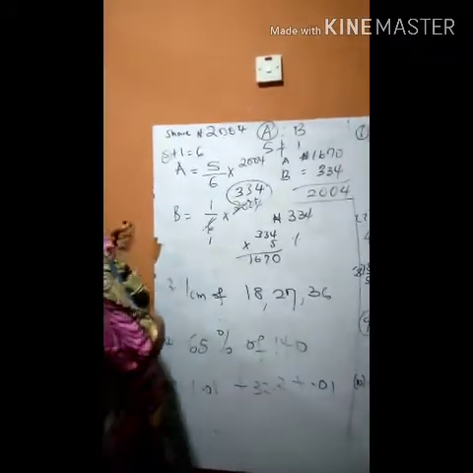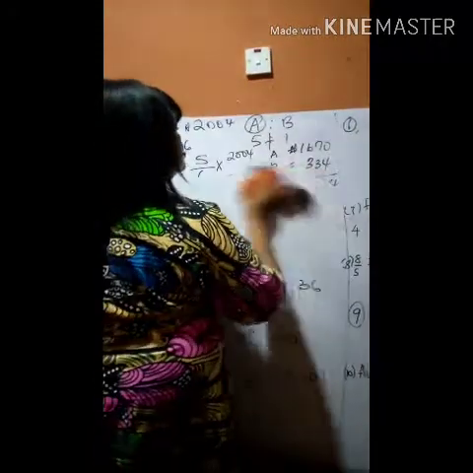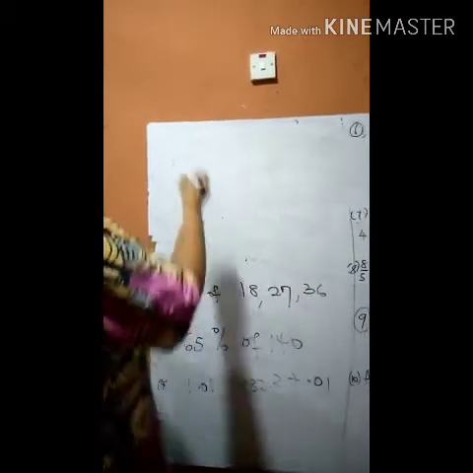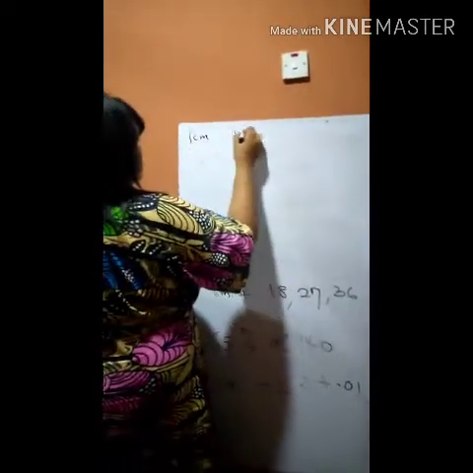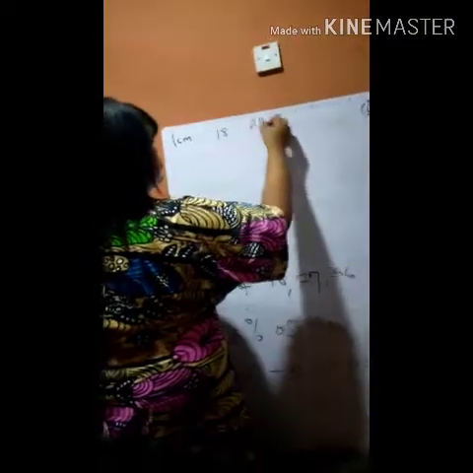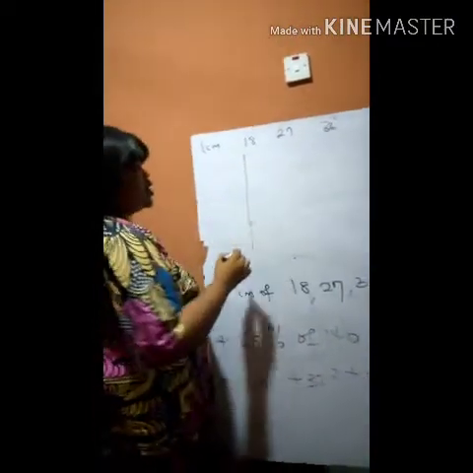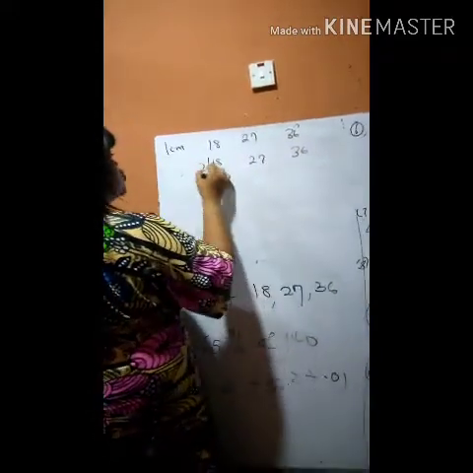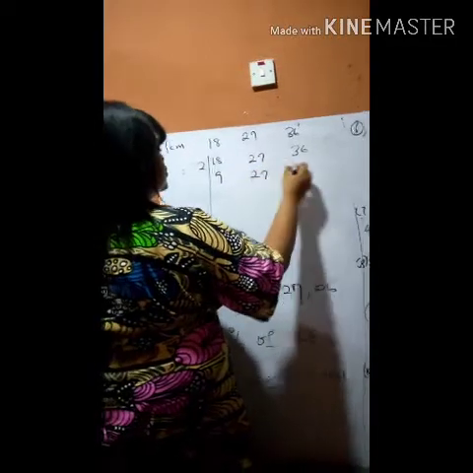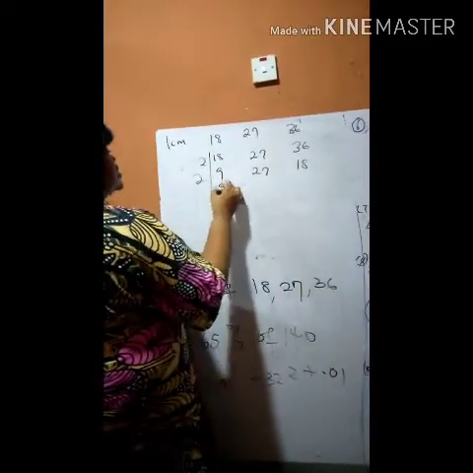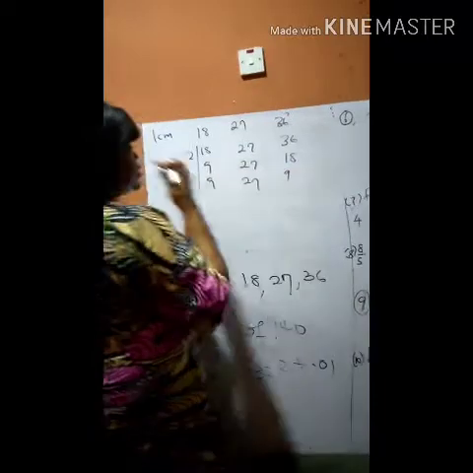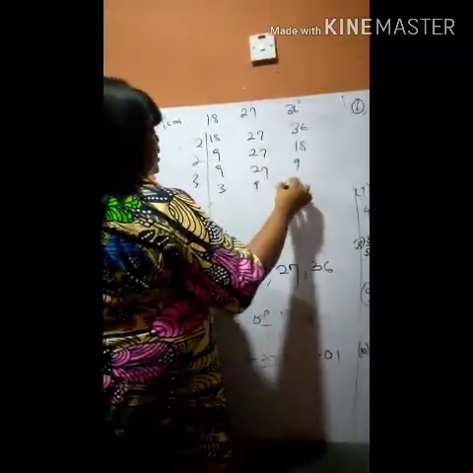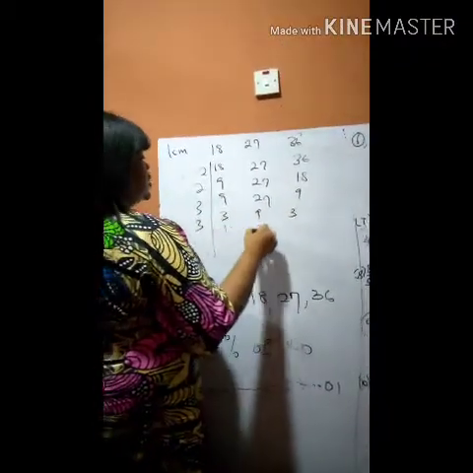We move to the next question. The next question is a question on LCM. It says we should find the LCM of 18, 27, and 36. You draw your line. 18, 27, 36. 2 here is 9, 27, and 18. 2 here is 9, 27, and 9. 2 cannot go here again. We move to 3. 3 here is 3, 9, and 3.